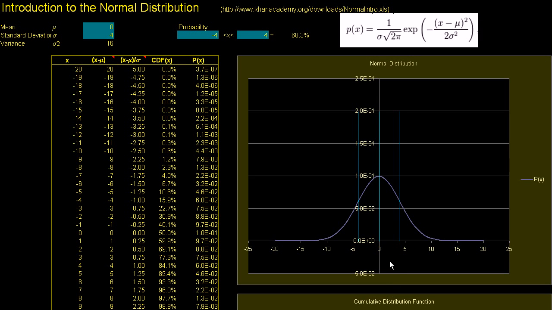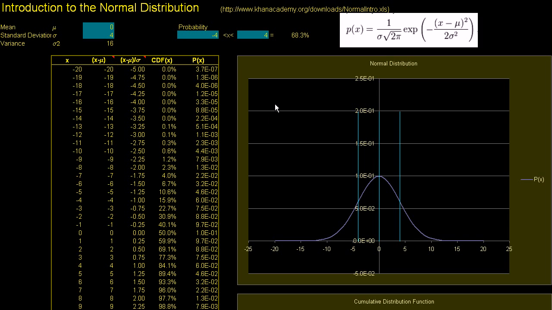The normal distribution is arguably the most important concept in statistics. Almost everything we do in inferential statistics, which is essentially making inferences based on data points, is to some degree based on the normal distribution. And so what I want to do in this video and in this spreadsheet is to give you as deep an understanding of the normal distribution as possible.